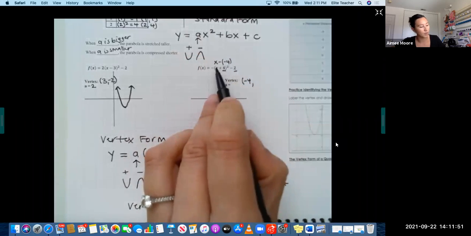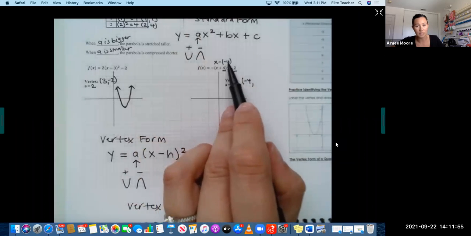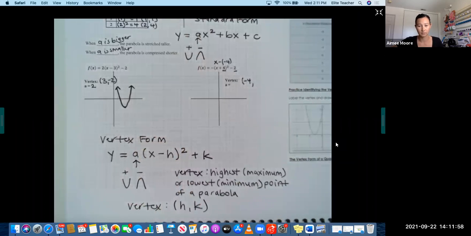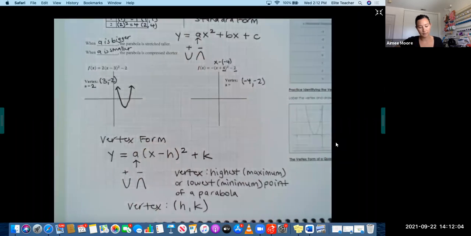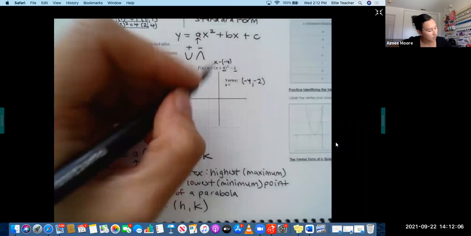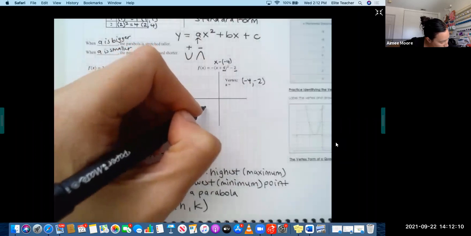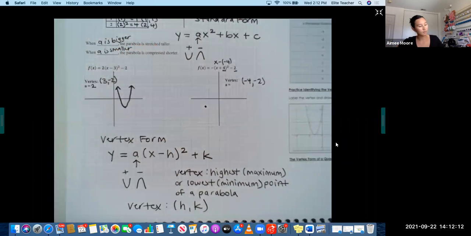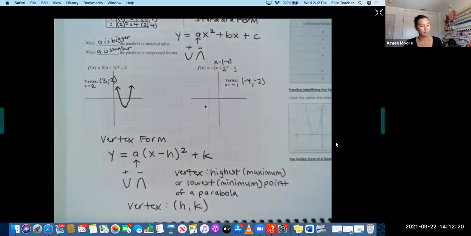Because remember, it's written x minus H. So we'd rewrite it as a minus, which means it's -4. And then K, which is -2. So we graph at -4, -2. That's our vertex. And then A is a -1.